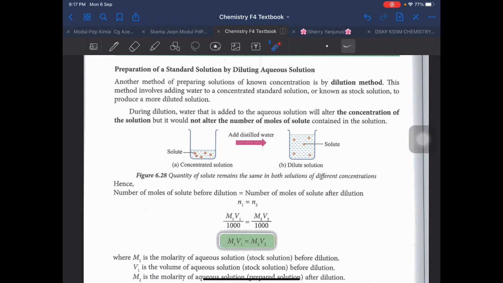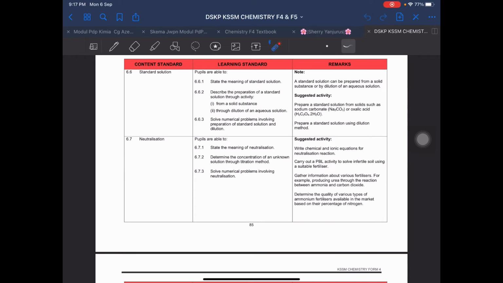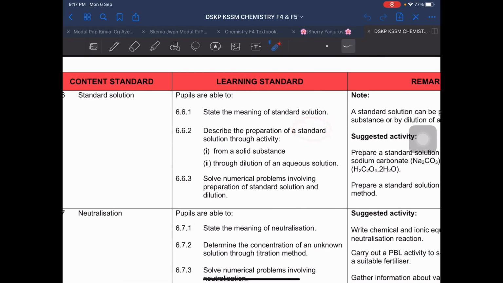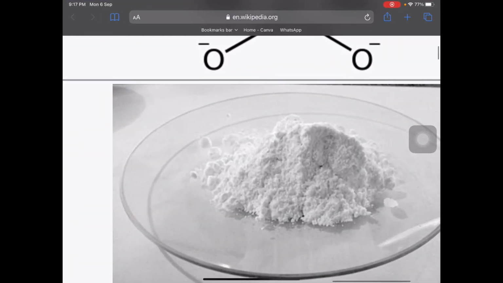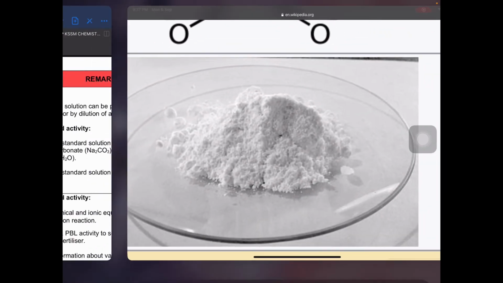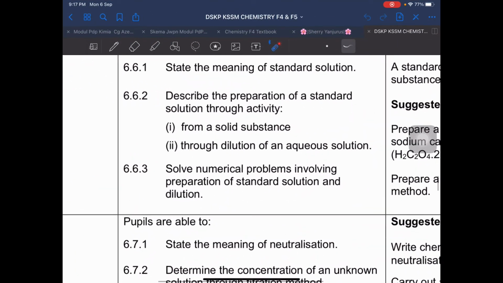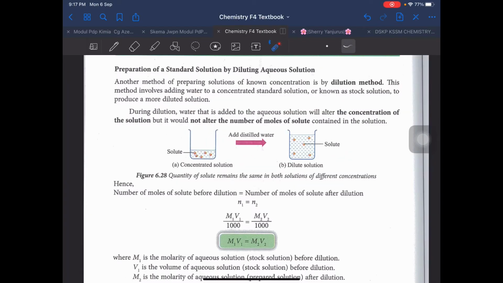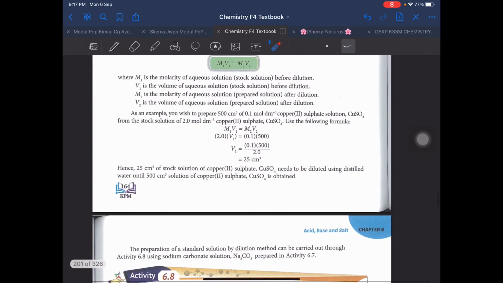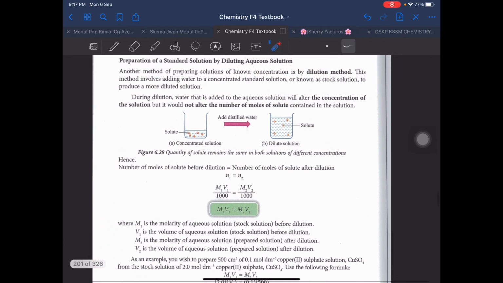Okay, now that we have learned how to prepare a standard solution from a solid substance, kan? Just now we have learned how to prepare larutan piawai from this pepejal. So now we are going to learn how to prepare a standard solution through dilution, pencairan of an aqueous solution. Look at the note here in your textbook, page 164.